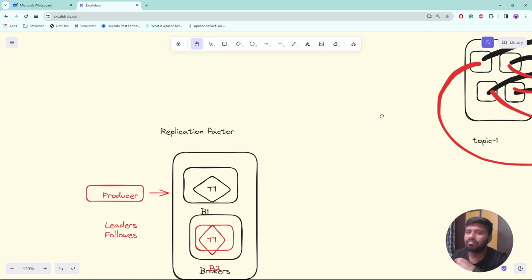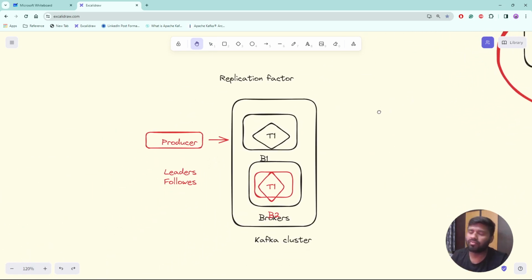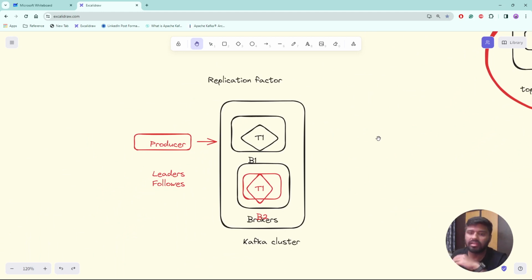Okay, so this is about the Kafka fundamentals, Kafka architecture, and the basic components of Kafka, right? Later we will see how we can implement Kafka programmatically.